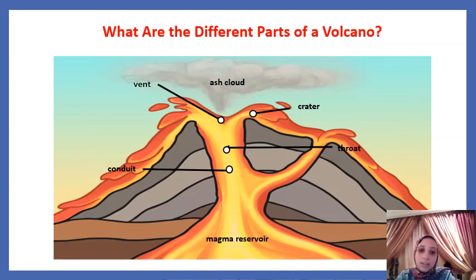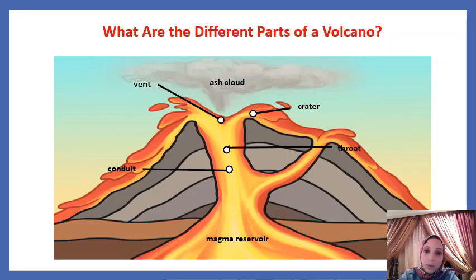So let's understand the different parts of a volcano. Here you have the magma reservoir, which is the chamber where the magma moves upward when the volcano erupts. Inside the magma reservoir or chamber, the molten rock is called magma, but when it erupts and comes out of the vent that surrounds the crater, it's called lava.